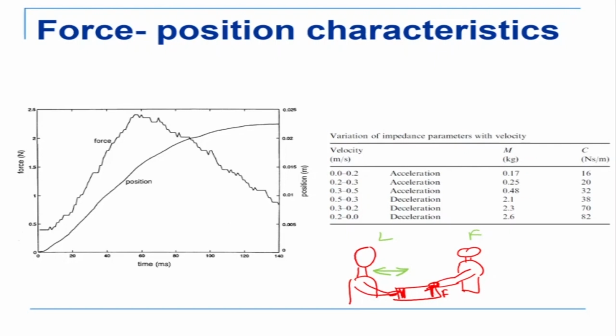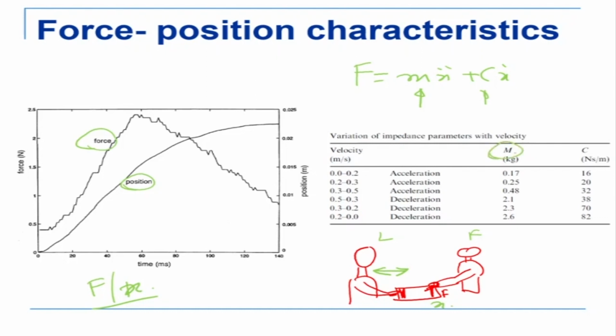You measure the force and the position of the object. This is the force variation, this is the position variation. Now, once you have the relation between force and position, I basically want the parameters for this equation, m x double dot plus c x dot. So I can find what is m and what is c from these two graphs. And what we find is that m and c are not constants, but they vary, which is expected.